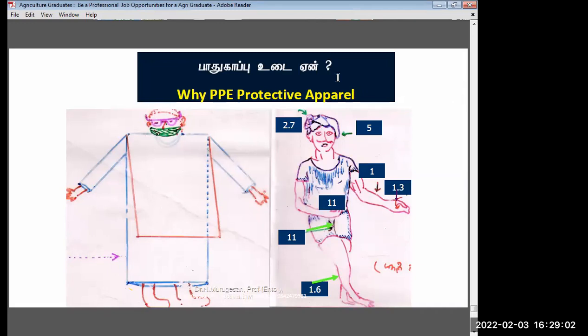So that pesticide is not inside your skin, inside your body, inside your inner wear, or inside your nap. Okay, everything. So this is a very good finding by Dr. Kuttalam, who hails from Nagarkoil.